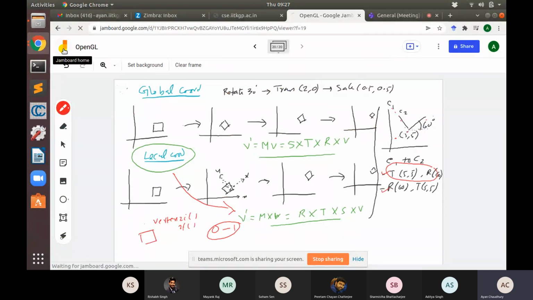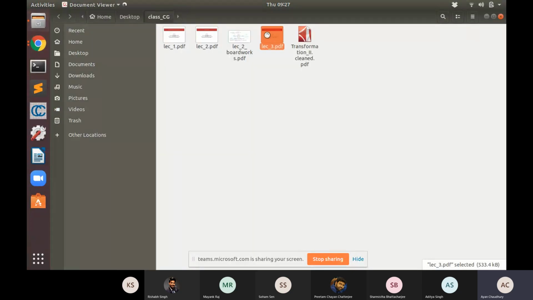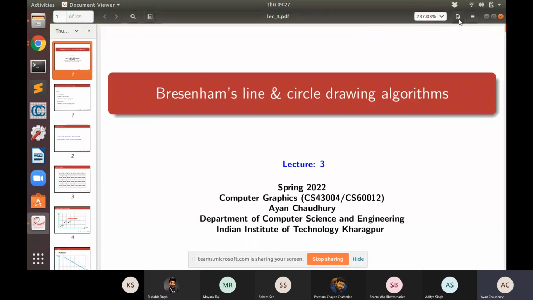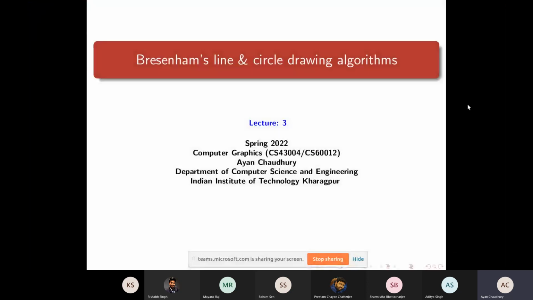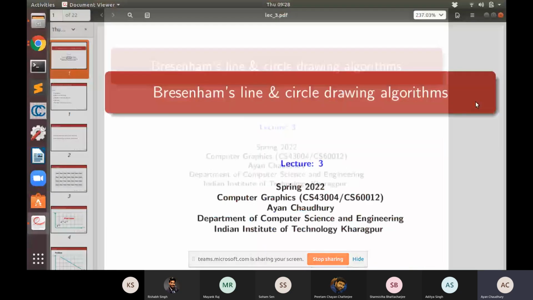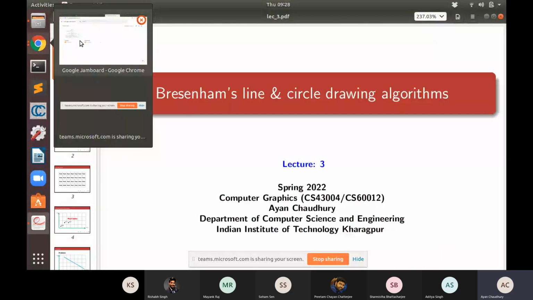Okay, so now we move to the next topic of Bresenham's line drawing and circle drawing algorithms. So we now enter the core graphics part, where you see the techniques and how they work. Here we'll see how to draw lines and circles in a very effective manner. Maybe I will use the board.